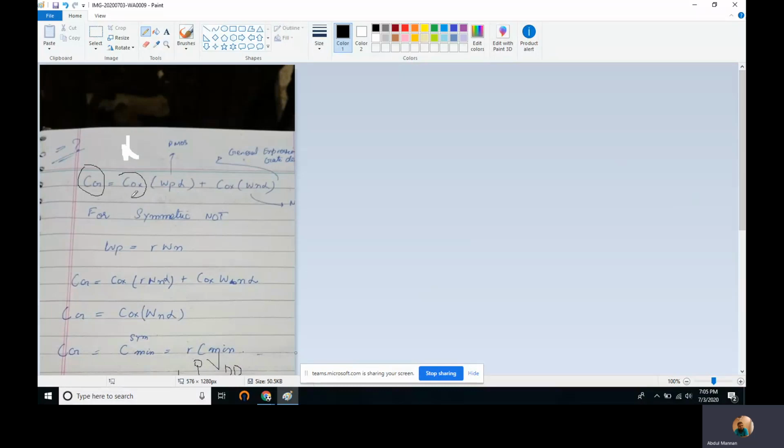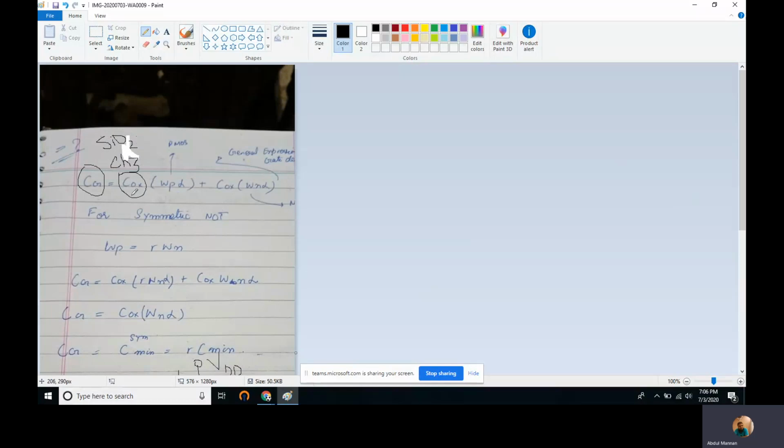This C oxide is the capacitance of the silicon dioxide layer. The formula of C oxide is given in chapter 3. I don't remember the formula right now, but it is given in chapter number 3. You can go and check.